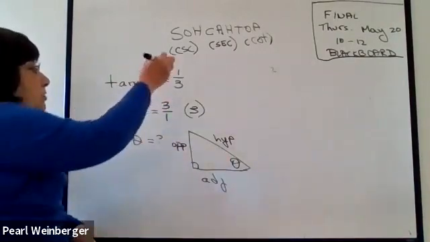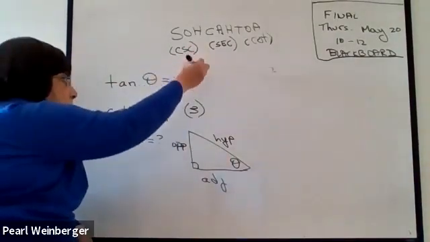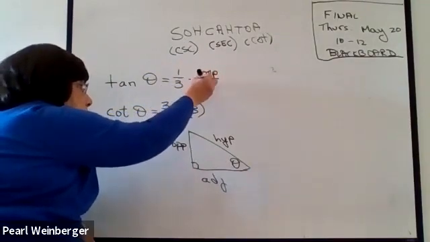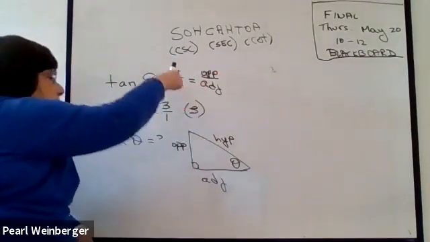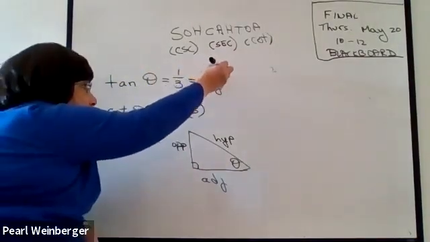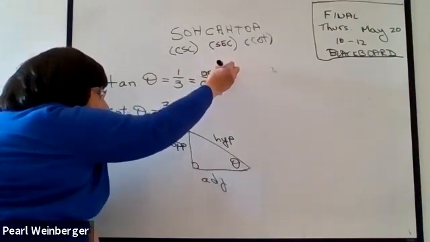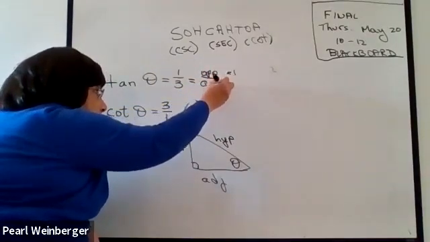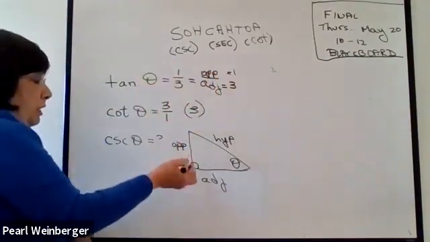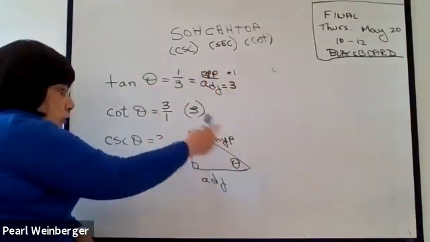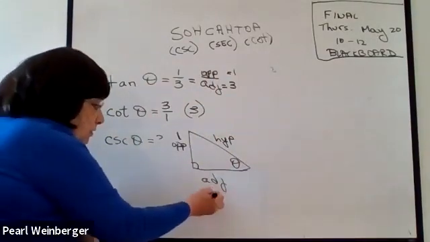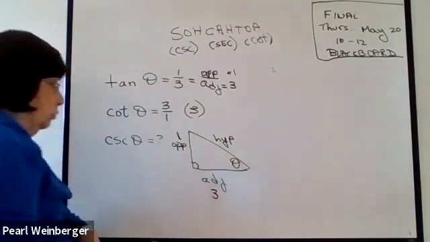Now, the tangent happens to be TOA, opposite over adjacent, which means if the tangent is 1/3, I can pick the opposite side to be 1, and I can pick the adjacent side to be 3. Then I get my 1/3. So I'm going to pick in my triangle this to be my 1, because that's my opposite, and this to be my adjacent. Here's my 3.